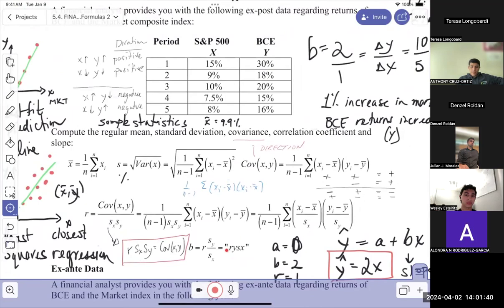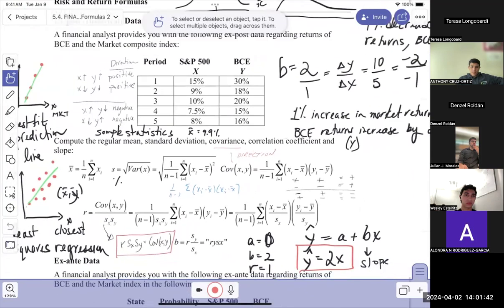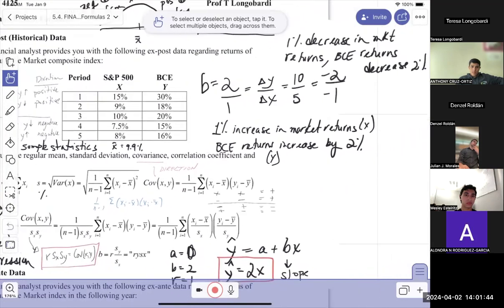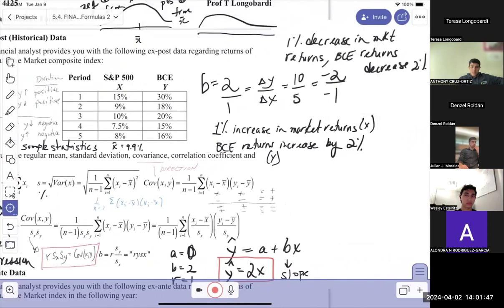Why is it a measure of risk? Well, it's a measure of sensitivity of BCE's returns to market forces. In this case, we would say BCE is sensitive because it's double. That's a lot, okay? So when the market does well, BCE does better. When the market does poorly, BCE does worse. All right. So it's sensitive.